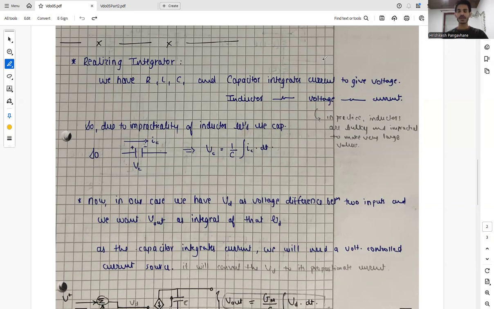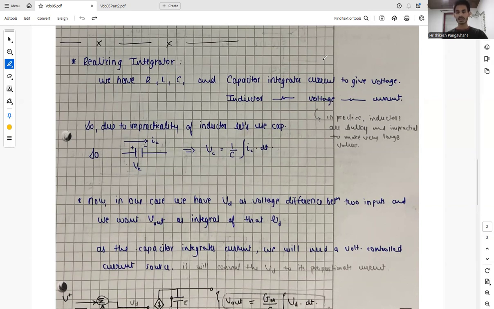In this video, I would like to discuss the idea of realizing an integrator using the basic elements we have, which are resistor, inductor, and capacitor. So we have capacitors and inductors in order to integrate either a voltage or a current source.